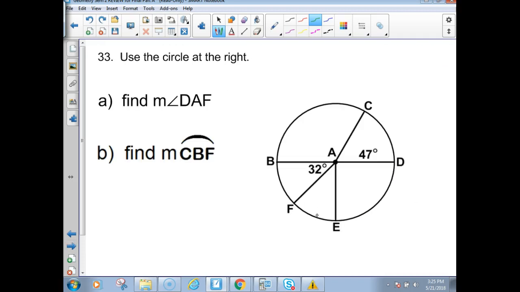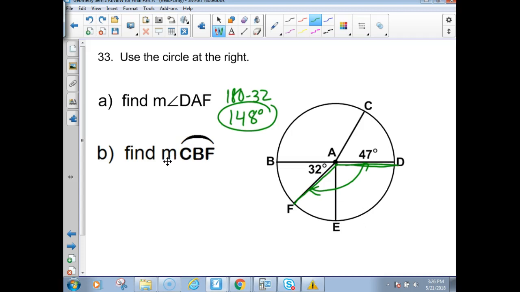33, use the circle, find the measure of the angle DAF. DAF is this whole angle right here. So I would take 130, since BD is a diameter, I would take 180 minus 32. And that's 100 and what? 48 degrees.